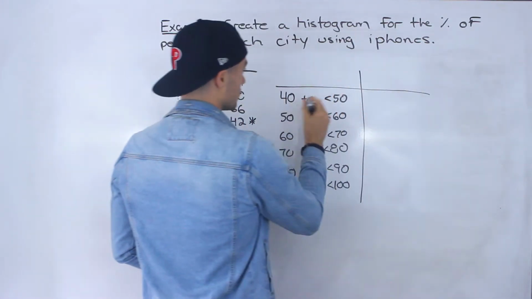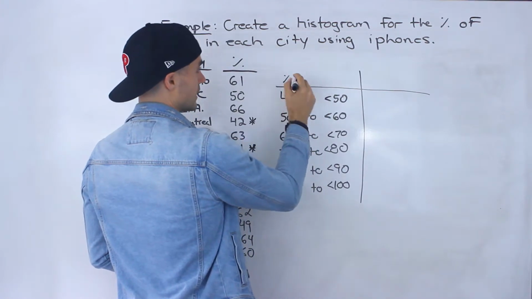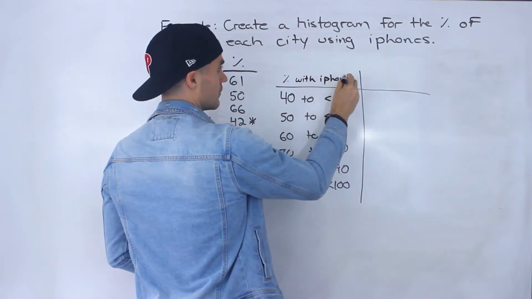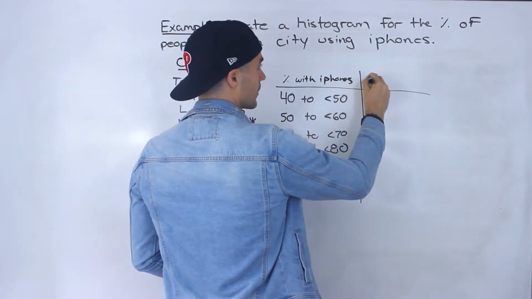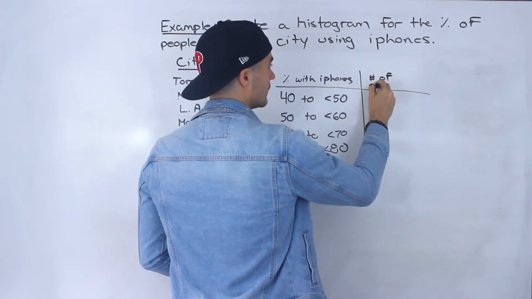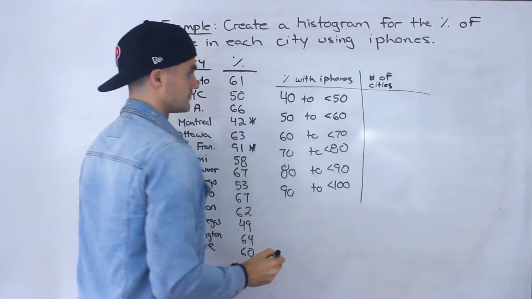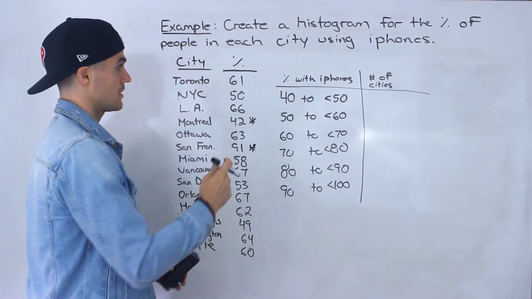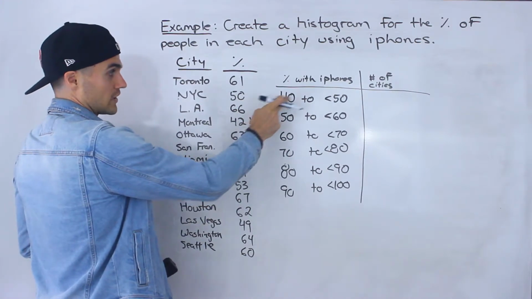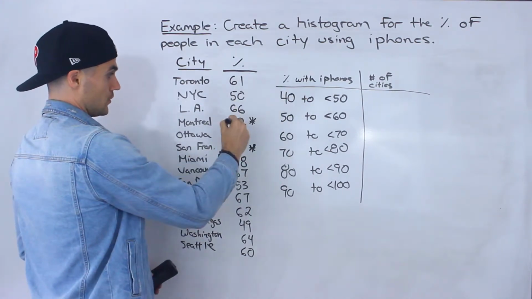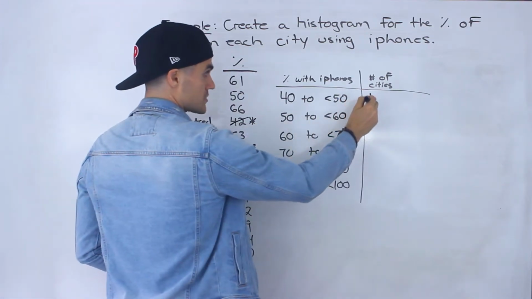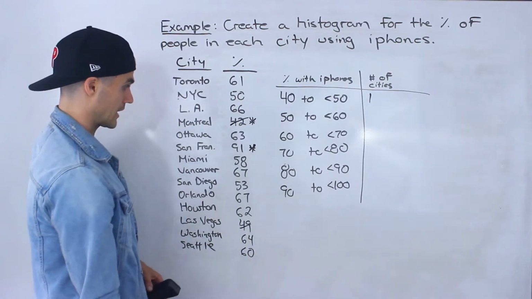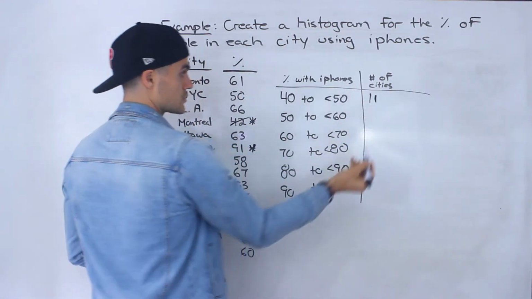So this here, these intervals, is the percentage of the population with iPhones. And then this here is going to be the number of cities. And so now what we got to do is just tally it up. So let's start with 40 to less than 50. So notice that Montreal would be there. So that's one city. And then notice there's also this 49. There's no other ones. So there's two there.